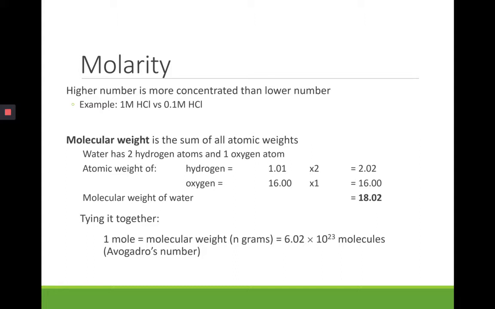So for example, if you have water, you have 2 hydrogens and 1 oxygen atom. The atomic weight or mass of hydrogen on the periodic table is 1.01. That's slightly rounded. And there's 2 of them, so times 2, that's 2.02. For oxygen, it's 16 on the periodic table. And we only have 1, so times 1, that's still 16. And if we add 16 and 2.02 together, we get 18.02 grams per mole, or the molecular weight of water.